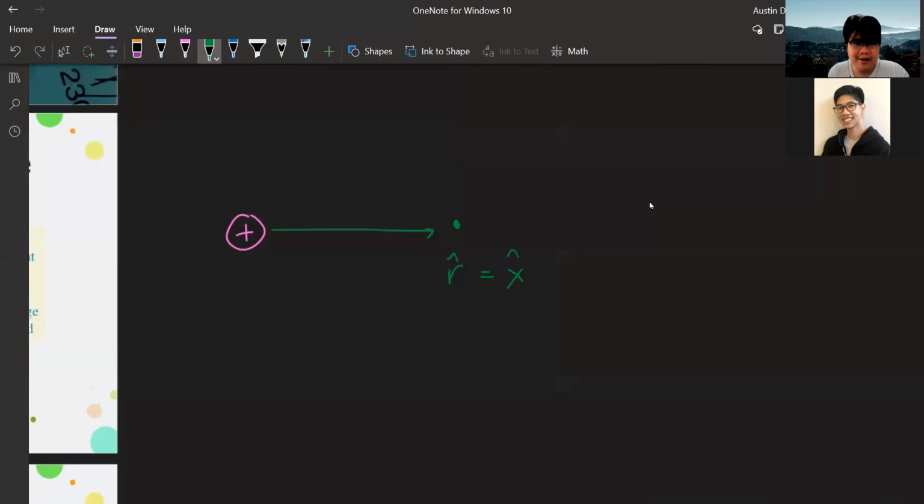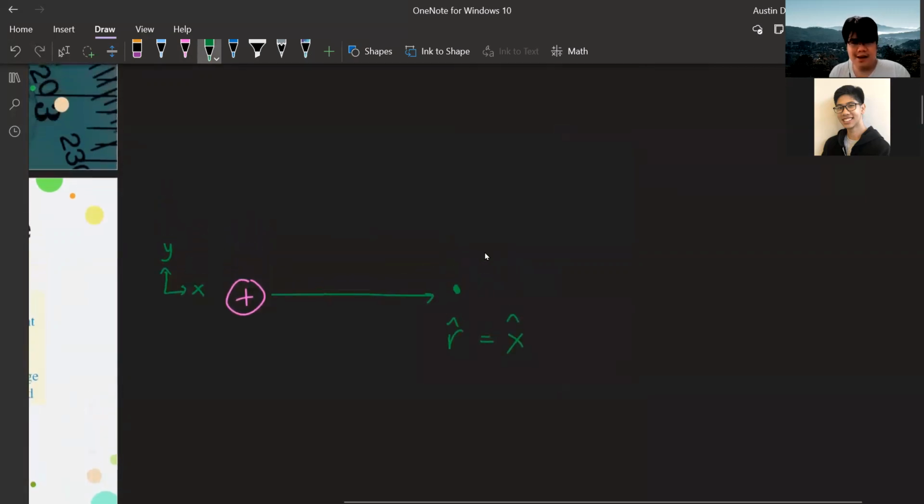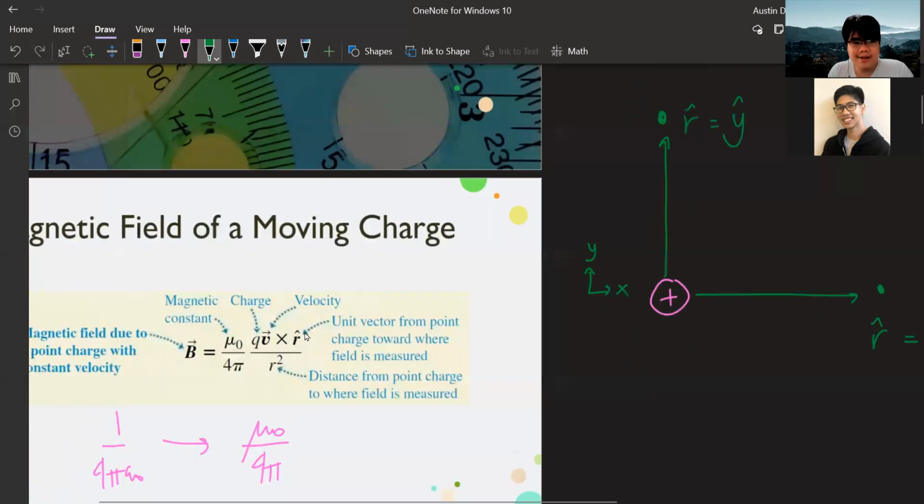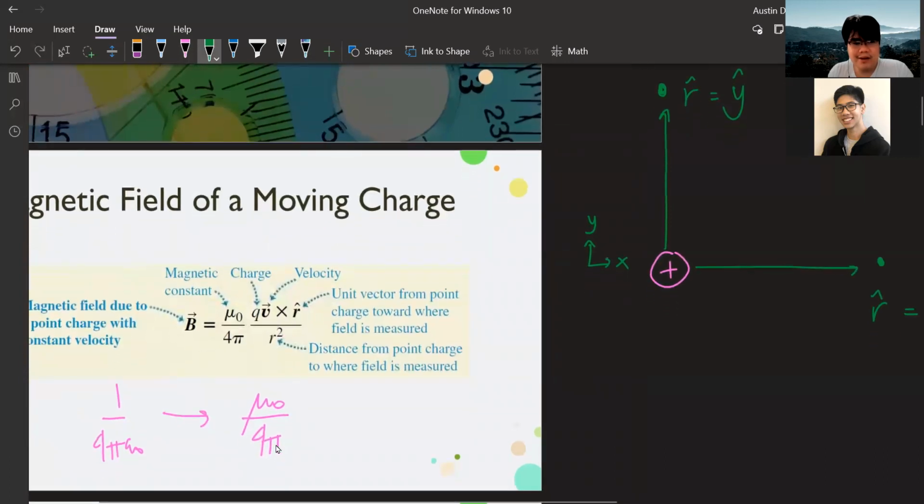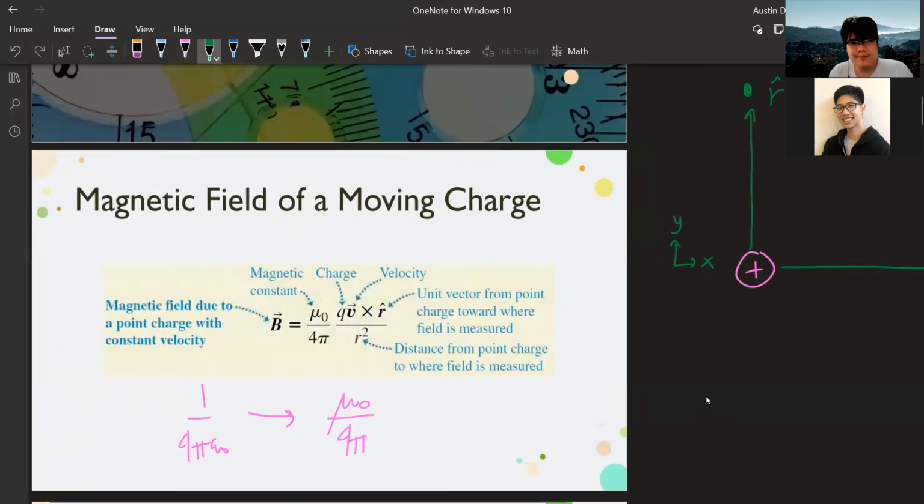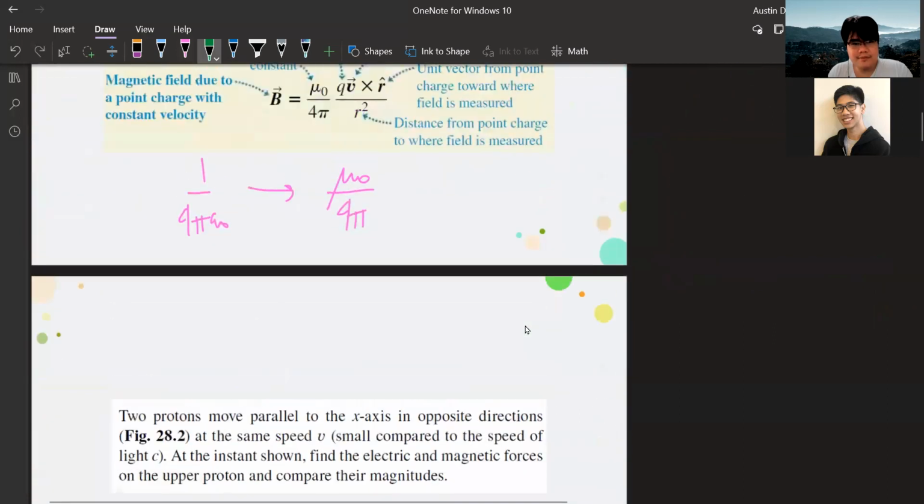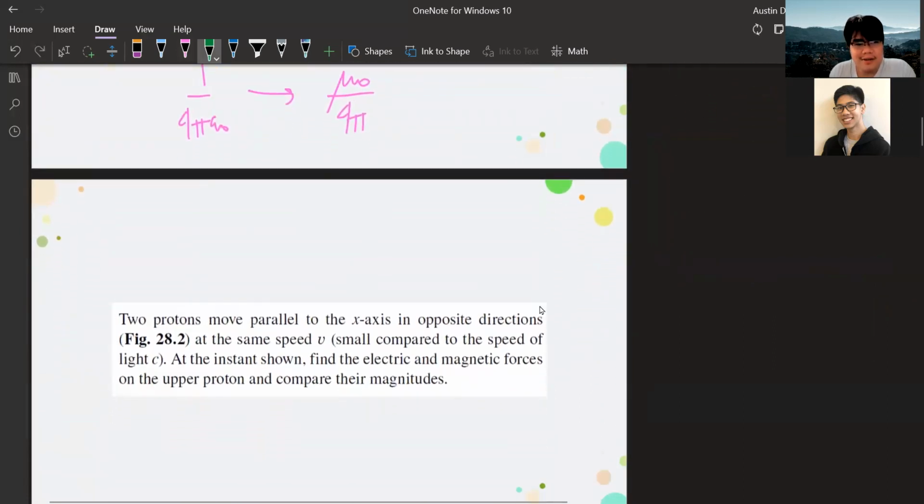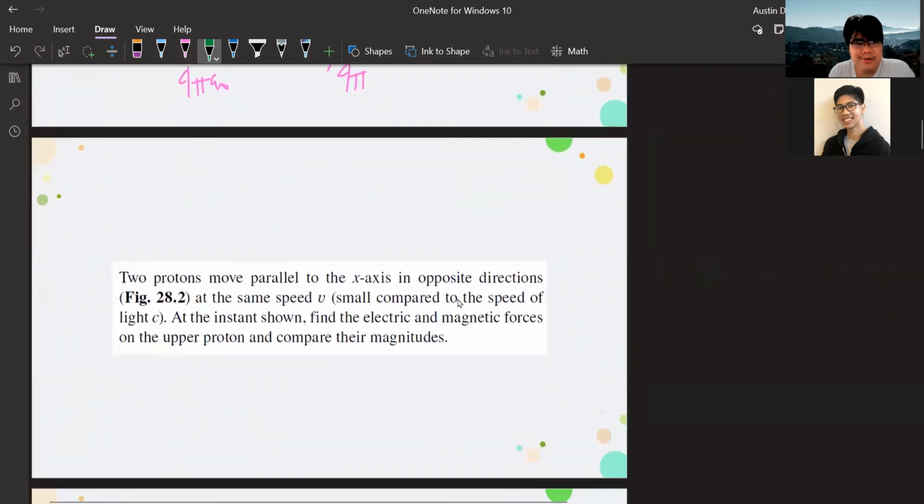Assuming na meron tayong x, y axis dito. And then, kapag pumunta naman ako dito, at tinignan ko yung point na to, my r hat would become y hat. So, r hat is yung direction na radially away from the point of interest. Ayan. So, try natin paano siya gumagana.